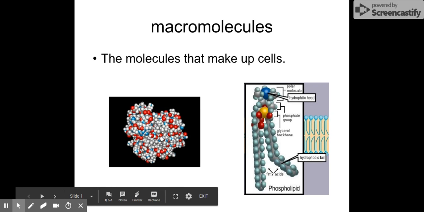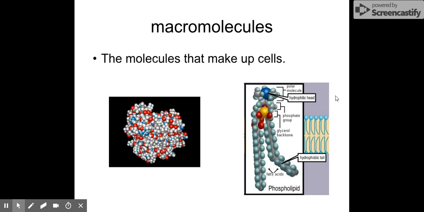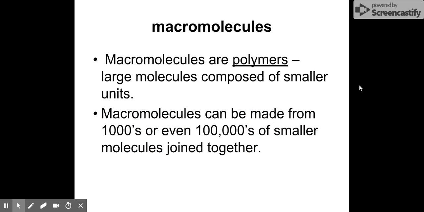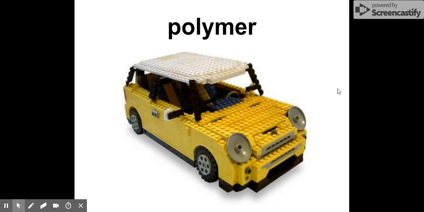This is just a single protein molecule. Proteins are what make up your muscles, for example. Okay, so all of these big molecules in your body are called polymers. So they're just really, really large molecules that are made out of smaller units connected together. And you can be looking at thousands, hundreds, or even hundreds of thousands of smaller units joined together.